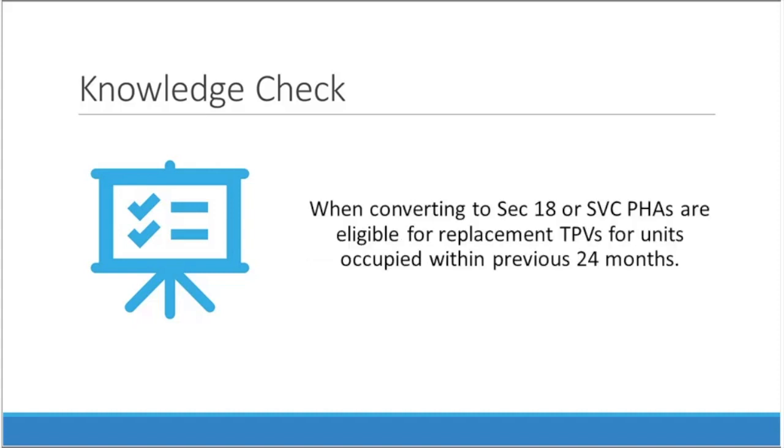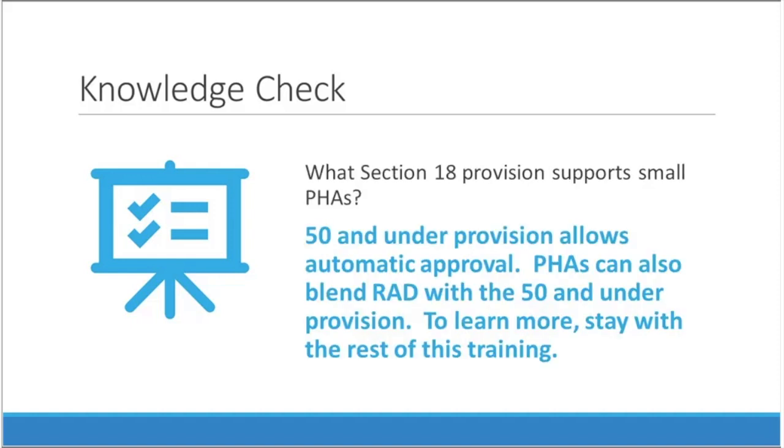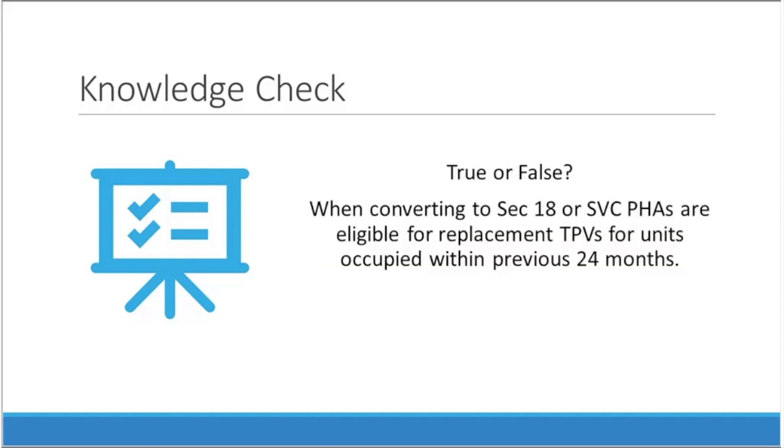Okay. True or false? When converting to Section 18 or Section 22, Streamlined Voluntary Conversion, PHAs are eligible for replacement tenant protection vouchers for units occupied within the last 24 months. So TPV eligibility is prior 24 months.